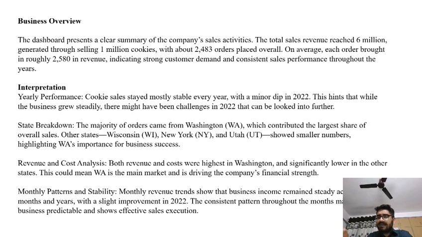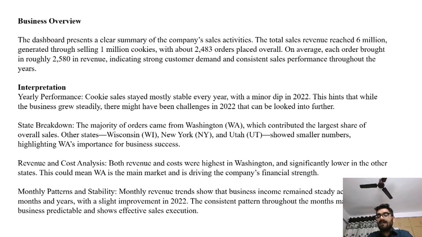If I talk about the state breakdown, sir, Washington has contributed the largest share of overall sales. If I compare the state data, that was the pie chart, the other states have given smaller numbers. That highlights that Washington was responsible for the overall business success.